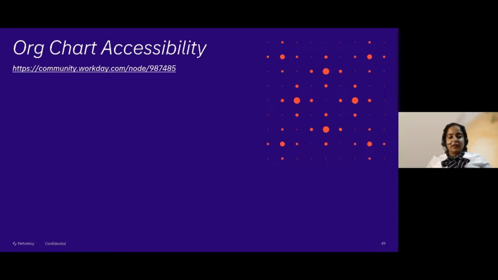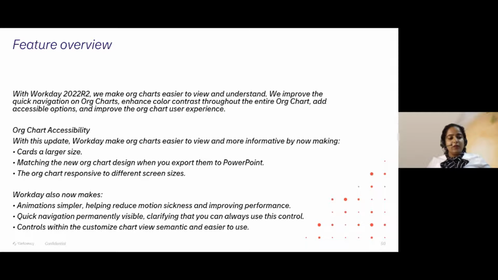Now moving to the org chart accessibility. As we know, we quite often use org charts, and the look and feel of it was not very nice to the eyes previously. But now what Workday has introduced is that all the org chart accessibility will have a larger card size. It will match the new org chart designs, and when you export them to PowerPoint, the org chart will be responsive to different screen sizes. Previously, if you had a 28-inch laptop or a 21-inch laptop, it was not responsive, but now it is going to be.